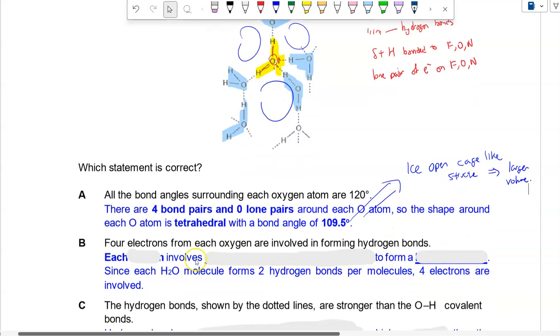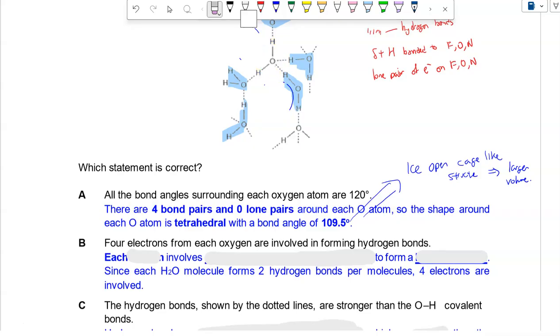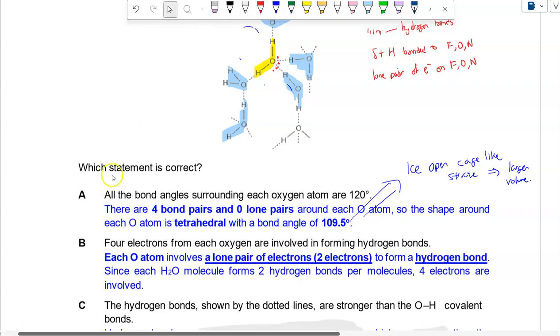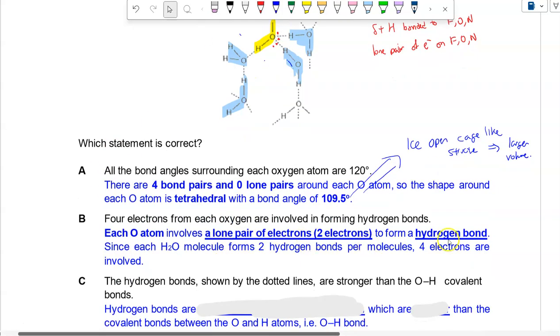Okay, so how many electrons are involved from each oxygen involved in hydrogen bond? So you can clearly see from the diagram I've annotated earlier on. Let's focus back on this central oxygen. So this oxygen here, you can see the two lone pairs on the oxygen are involved in hydrogen bonds. So each oxygen atom consists of lone pair of electrons, 2, to form a hydrogen bond. So each H2O molecule forms 2 hydrogen bonds, and therefore 4 electrons are involved. So B will be a correct option.